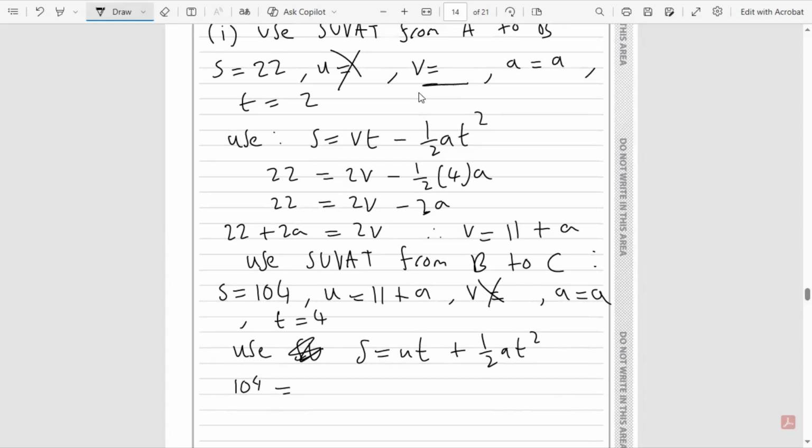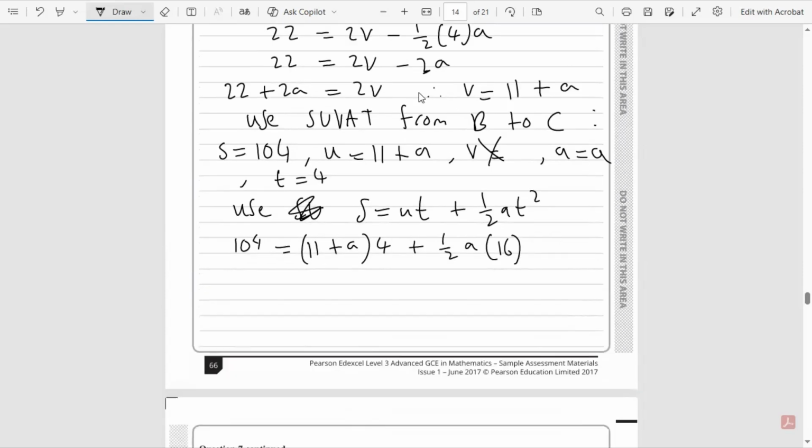So in this case, it's going to be 11 plus A multiplied by 4, and then plus a half of the acceleration, and then the time squared, 4 squared, is 16. So then that leaves us with 104 is equal to, expanding the brackets, 44 plus 4A, and then we've got half of 16, which is 8, so 8A.